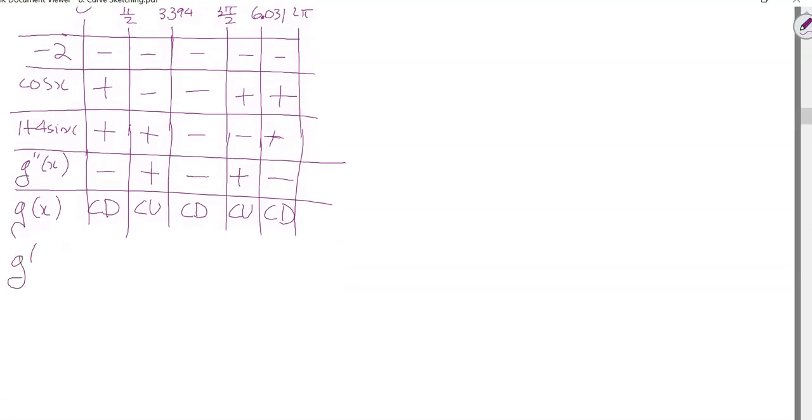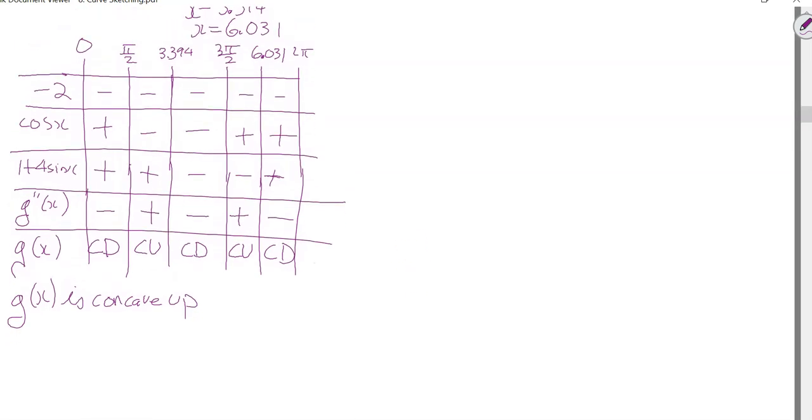But first, so g of x is concave up. You may use CU. I will not take any marks off, nobody's taking marks off. But be aware, it's a little more formal type thing. You might want to write the whole word concave up. π/2 to 3.394, and 3π/2 to 6.031.